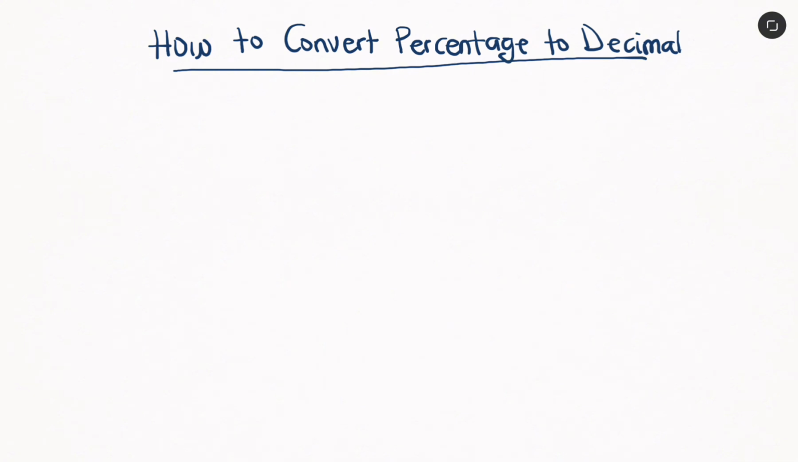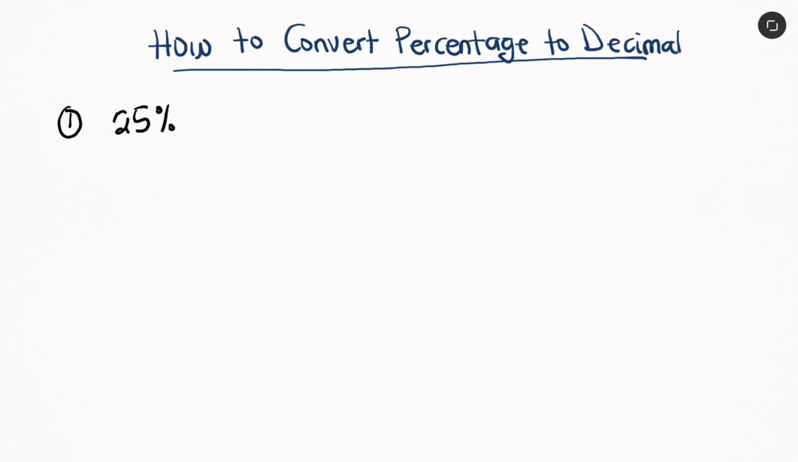Alright, so we want to look at how to convert a percentage to decimal. That is the whole point of this tutorial. So let's look at the first example. We have example number 1. We have to convert 25% to decimal.